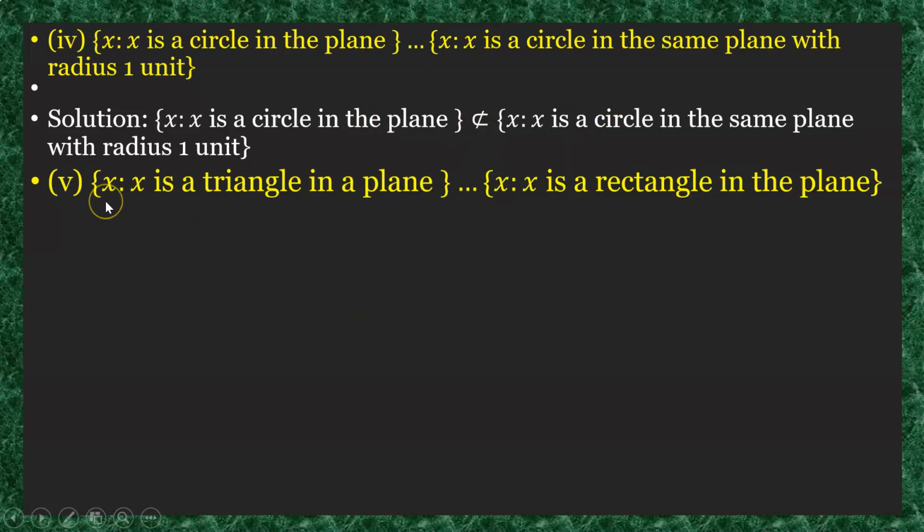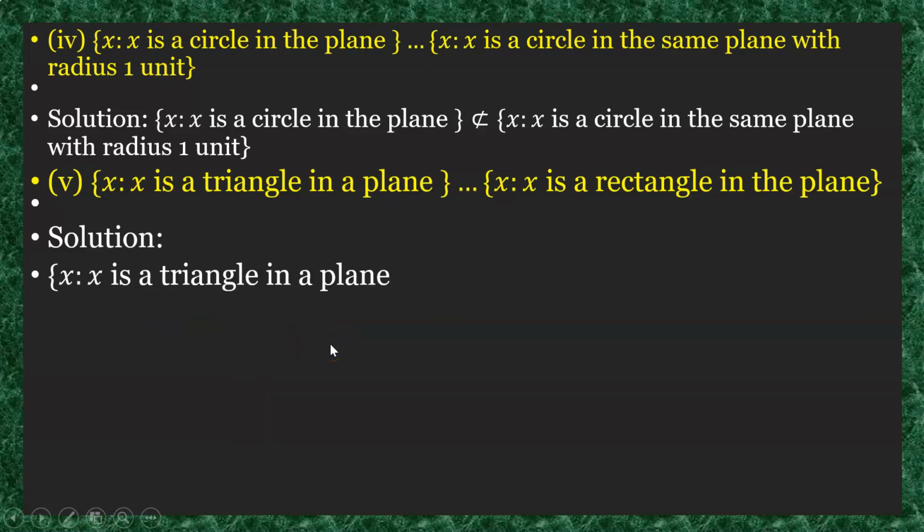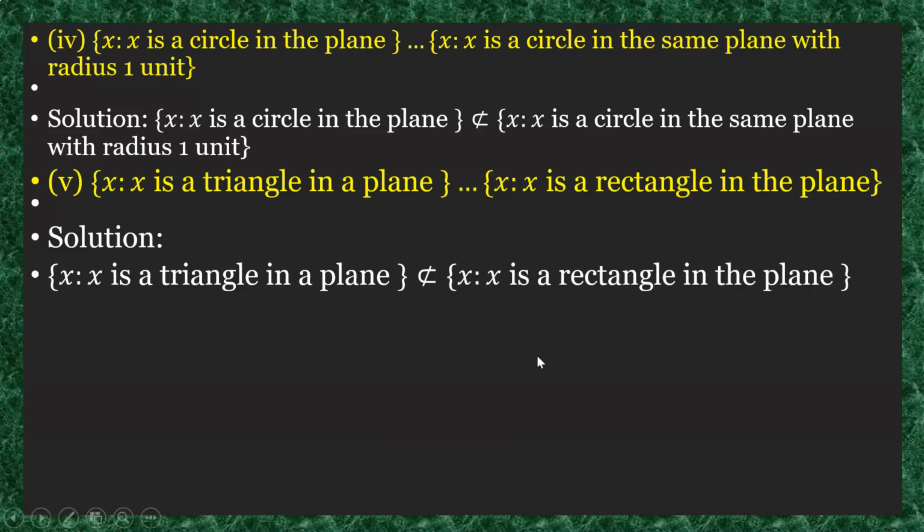Next example is {X : X is a triangle in a plane}. And what about the other set? {X : X is a rectangle in the plane}. Now here {X : X is a triangle in a plane} is not a subset of {X : X is a rectangle in the plane}.